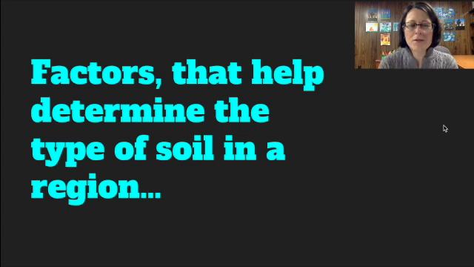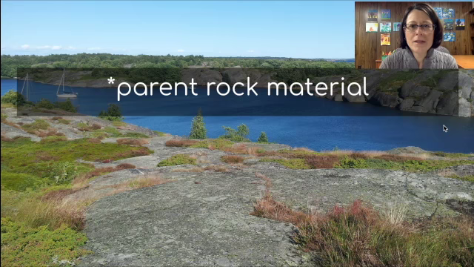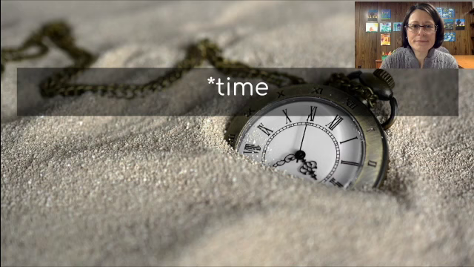So, factors that help determine the type of soil in a region include climate. What type of climate is there? Is there snow? Is it tropical? Is it desert? That determines the type of soil. Also, the slope of the land. Is the slope steep or is it a grassland? The parent rock material. What is the rock underneath the soil? Type of vegetation. Is it a forest? Is it a grassland? What type of plants are there? And time. How long has it taken to form the soil?